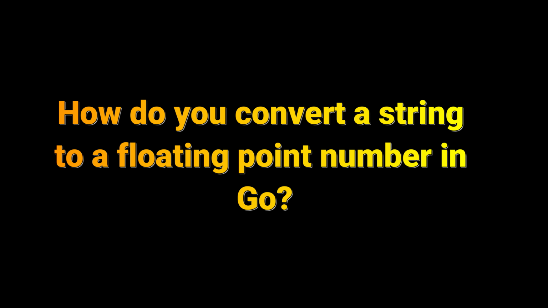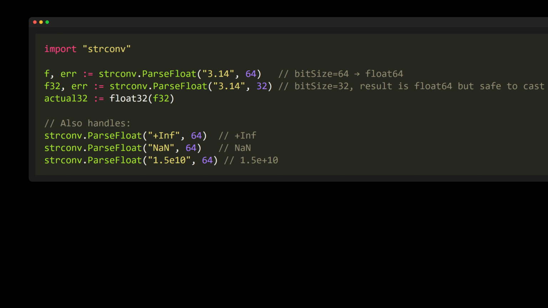Question: how do you convert a string to a floating point number in Go? Answer: in Go, you can convert a string to a floating point number using strconv.ParseFloat. You pass the string and the bit size, like 64 for float64 or 32 for float32. Even when you use bit size 32, the function still returns a float64, so you can safely cast it to float32 if needed. ParseFloat can also read special values like +Inf, NaN, and scientific notation such as 1.5e10.